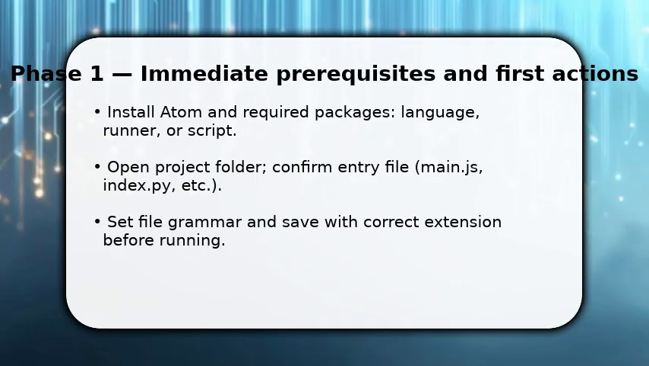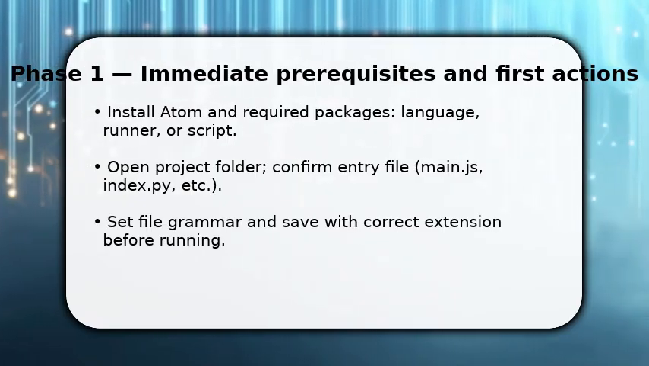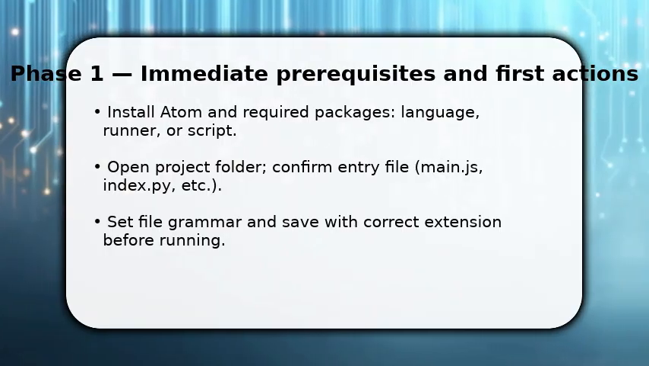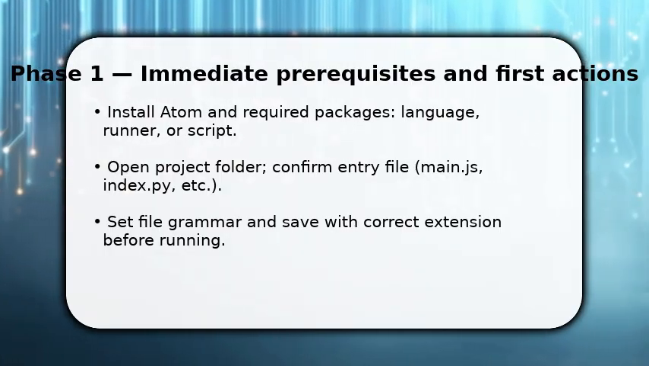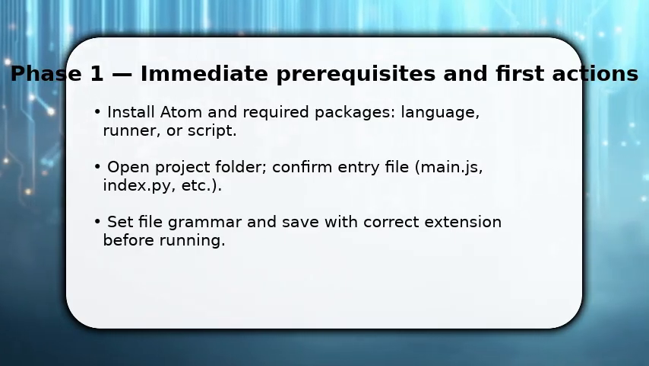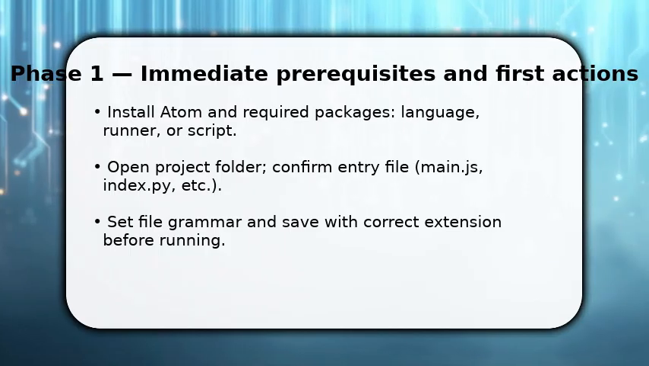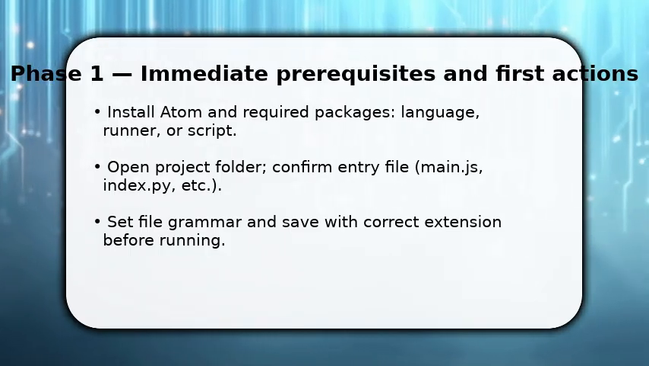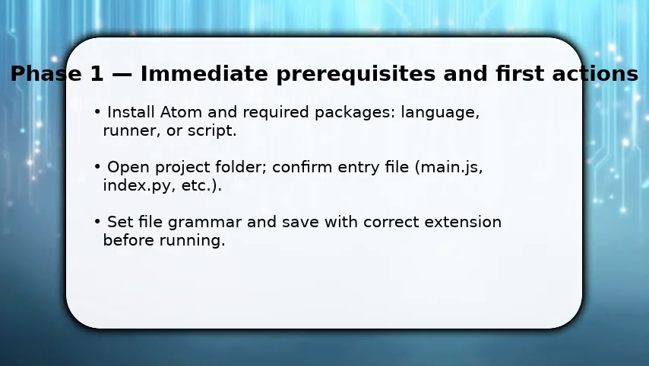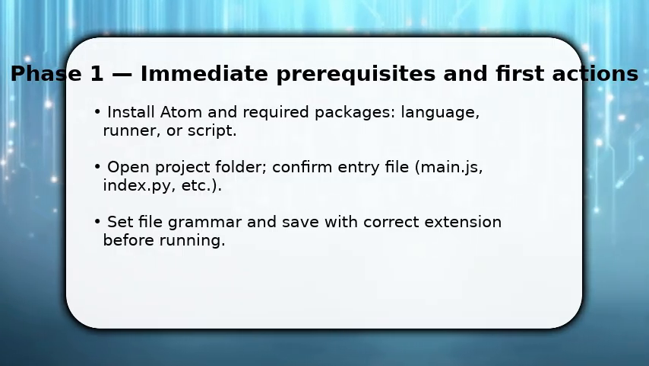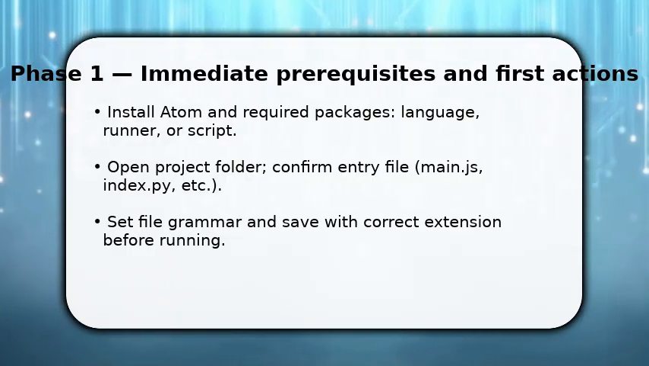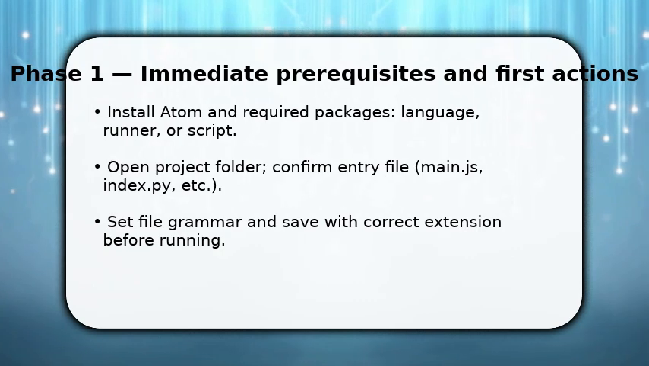You start by opening Atom and loading your project folder so files resolve and packages can access them. Once done, make sure your entry file is named and saved with the correct extension, for example, JS or Py, because Atom relies on grammar to select runners. Install or enable a runner package like Script or Atom Runner and check package settings for your runtime path. Do this now so the editor and tooling talk to the interpreter or node process correctly.